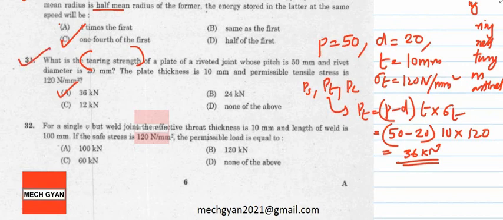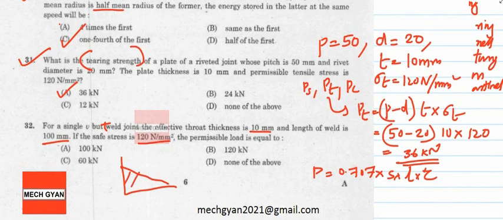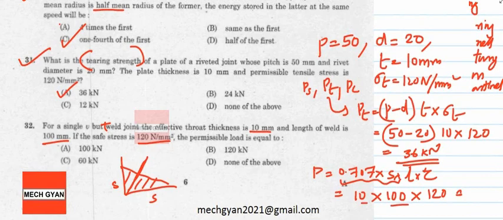Now moving to question number 32. For a single V butt weld joint, the effective throat thickness is 10 mm and length of weld is 100 mm. The safe stress is 120 N/mm square. The permissible load P is equal to 0.707 into S into length into tau. For the case of a single butt weld joint, the effective throat thickness, that is 0.707 S, is given as 10, length is 100 and shear stress is 120. So the answer is 120 kilonewton. Option B is the right answer. 32, option B.